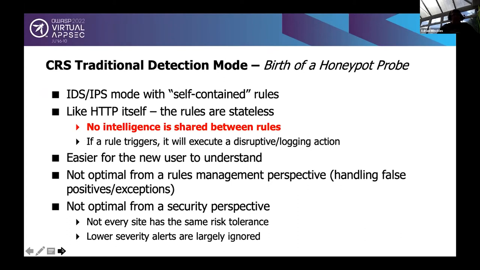So the CRS's traditional detection mode is a bit like IDS, IPS mode with self-contained rules. Like HTTP itself, those rules are stateless. There's no intelligence shared between rules. If a rule triggers, it will execute either a disruptive or a logging action. And that type of usage is easier for a new user to understand. It's not optimal from a rules management perspective. How do you handle false positives or exceptions? And again, it's not optimal from a security perspective. Not every site has the same risk tolerance. And lower security alerts, for example, can often largely be ignored.